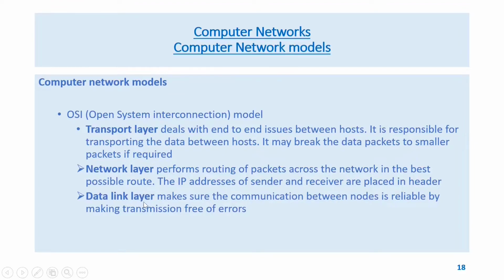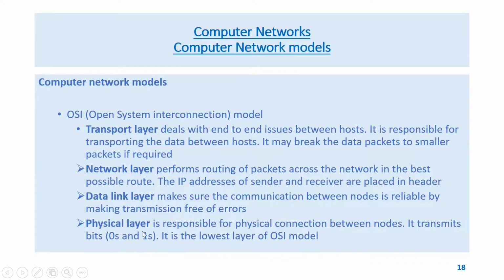Data link layer. Makes sure the communication between nodes is reliable by making transmission free of errors. Physical layer. Physical layer is responsible for physical connection between nodes. Transmits bits, zeros and ones. It is the lowest layer of OSI model.